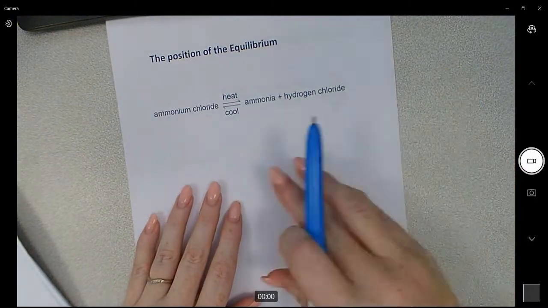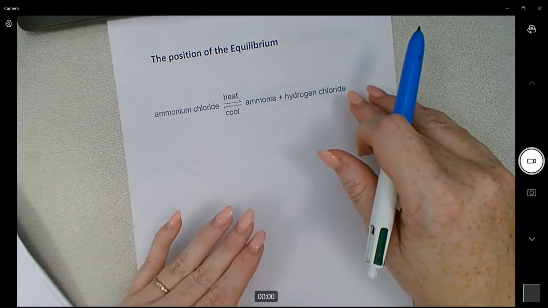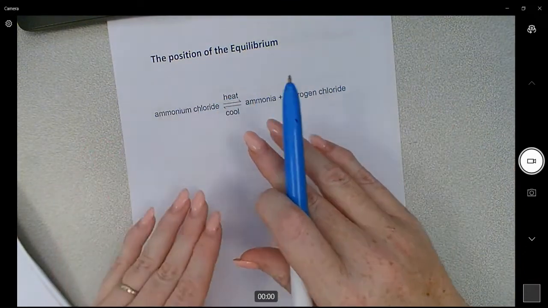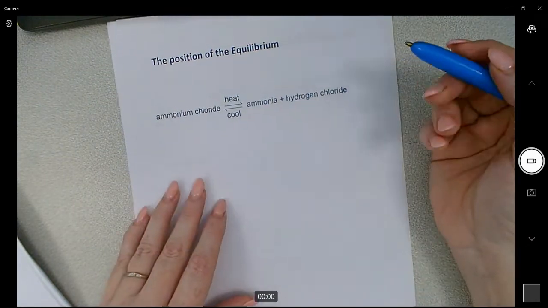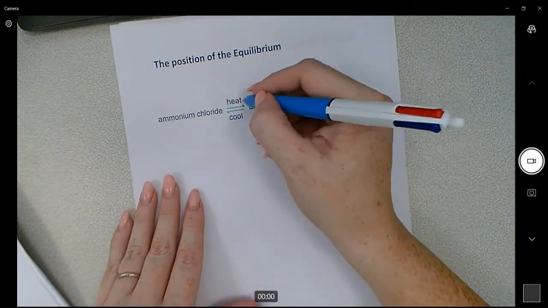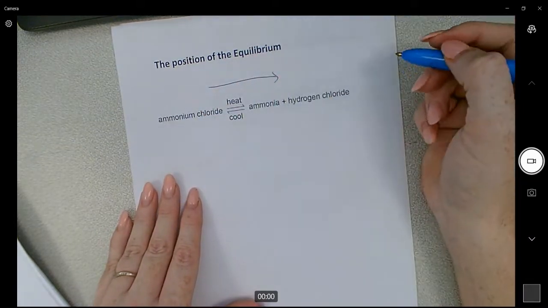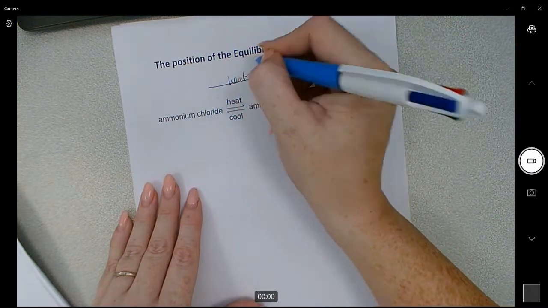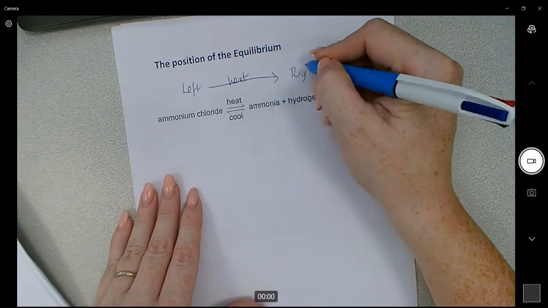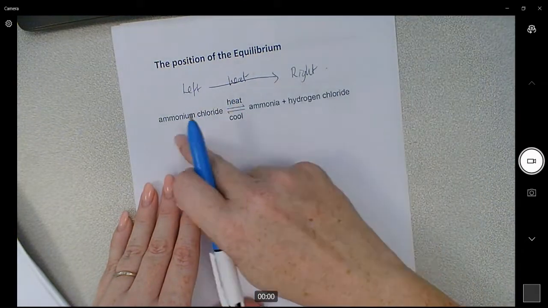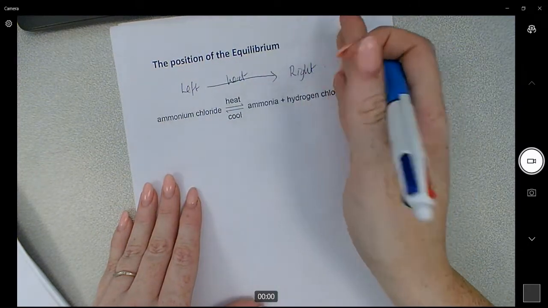So if I look at conditions that would favour the forward reaction and conditions that would favour the backward reaction, that's when I have to look at what information is above each of the arrows. So for example, if I apply heat in this case, I will favour the forward reaction. So heat will allow me to go from this side of the reaction to this side of the reaction. So by heating up the ammonium chloride, I am going to shift the equilibrium to the right.